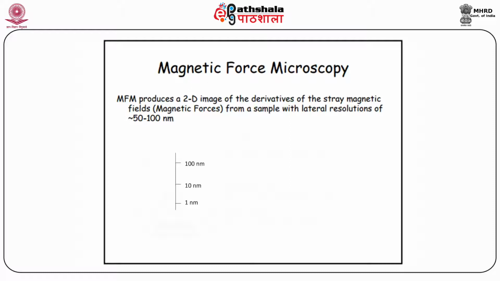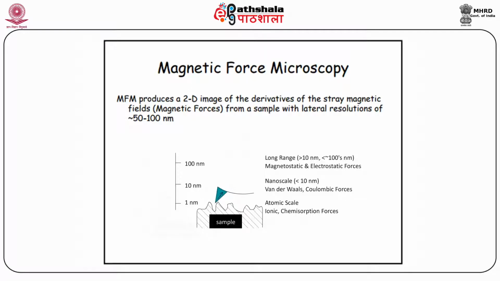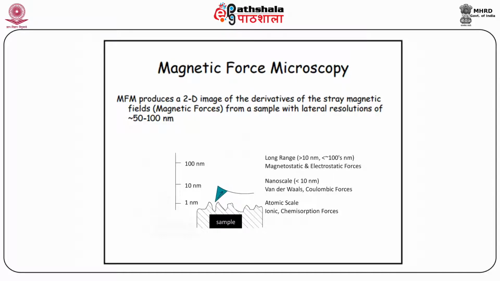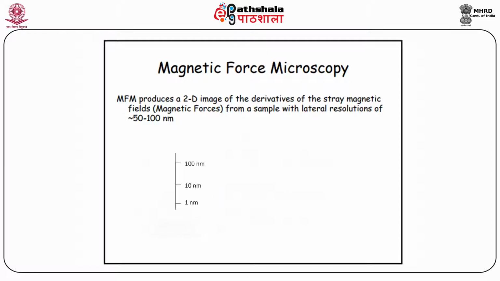In the diagram here, a sample has been shown and its surface has been indicated. The surface forces, which vary in range, have been given. Long range surface forces, from 10 nanometers to 100 nanometers, are magnetostatic and electrostatic forces. Then we have nanoscale forces of about 10 nanometers, van der Waals or Coulombic forces, which can play their role. These are all surface forces. And finally, on the atomic scale, we can have ionic forces or chemical adsorption forces. The sample has also been indicated here.